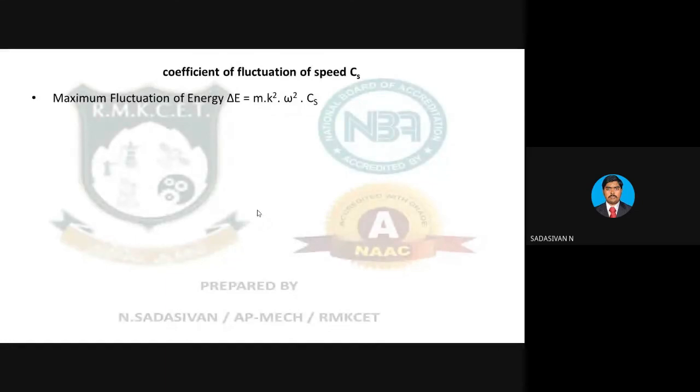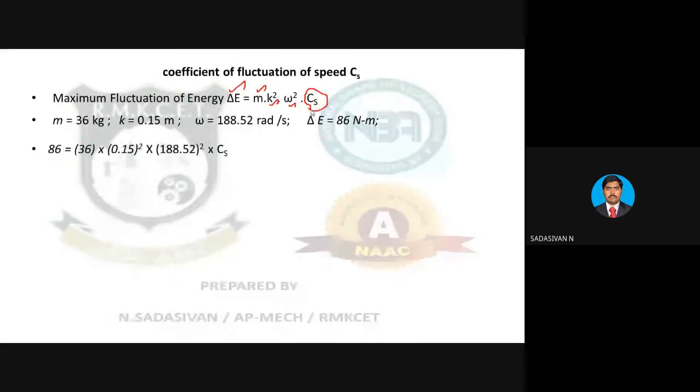So in this formula, I know delta E, just now I have found out. It is 86 Newton meter. I know mass of the flywheel is given, radius of gyration is given, omega, RPM is given. So with this I can find out CS. This is the unknown quantity. Substitute everything into this formula. So mass is 36 kilogram, radius of gyration 0.15 meter, omega is 188.52 radians per second, and the delta E is 86 Newton meter. Put everything here.